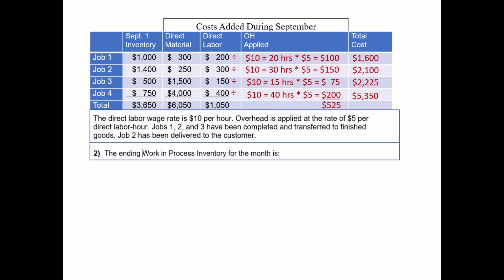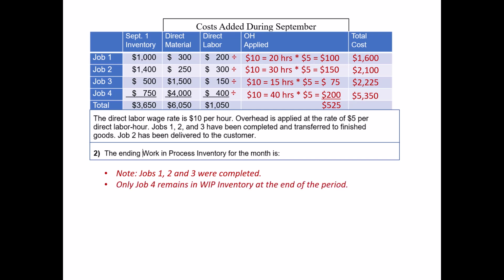Now for question 2, the ending work in process inventory for the month, well, because jobs 1, 2, and 3 were completed, this will only be made up of job 4. So ending work in process inventory on your balance sheet will be $5,350.